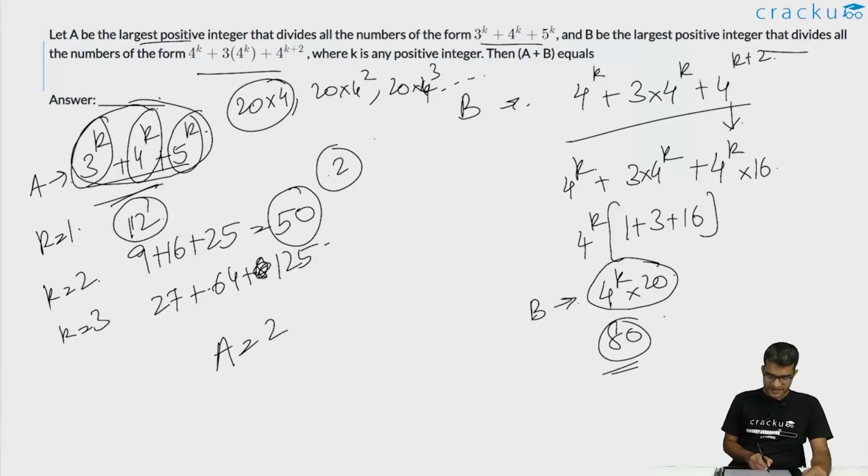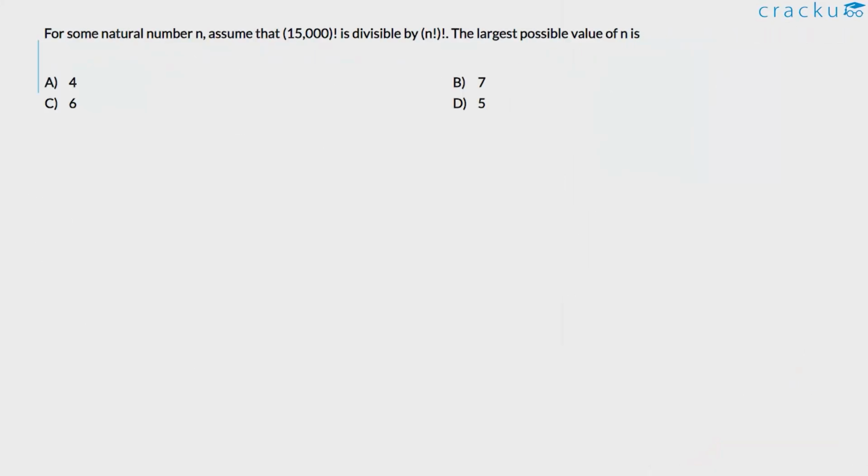Or the value of a is equal to 2. So a plus b will be equal to 82. That will be the answer.